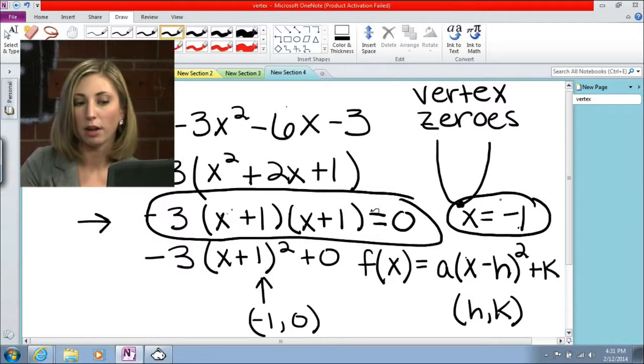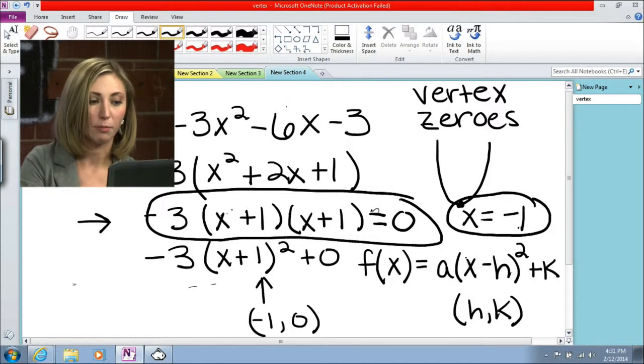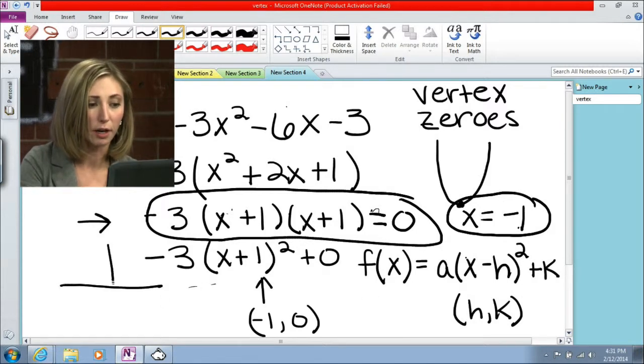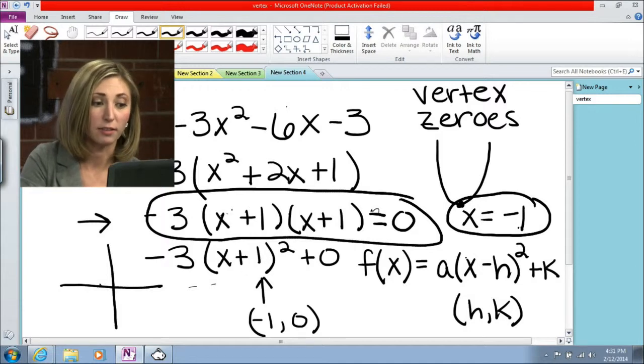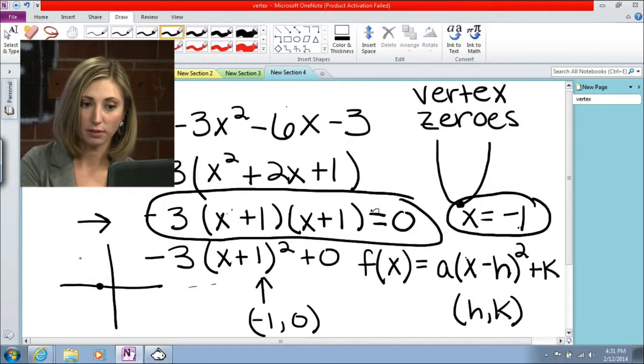So the zero is -1, the vertex is at -1, 0, which if you think about it makes sense because the reason we'd only have one zero is because our vertex is right on the x-axis.